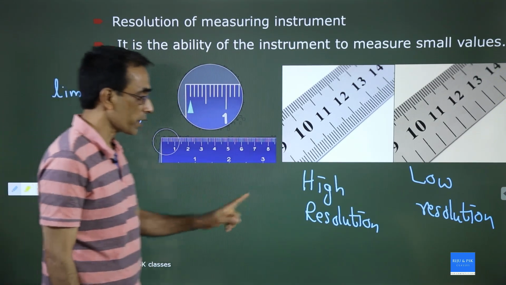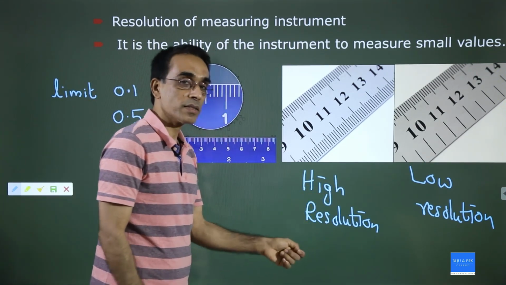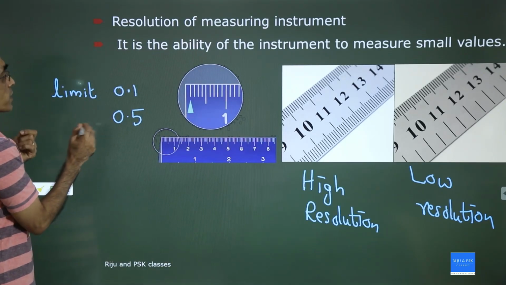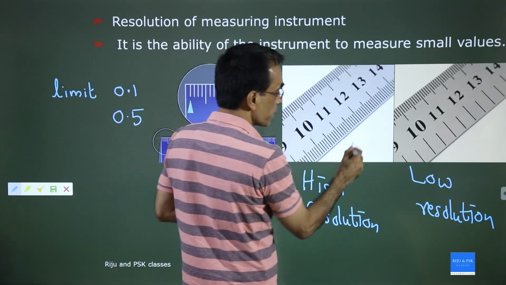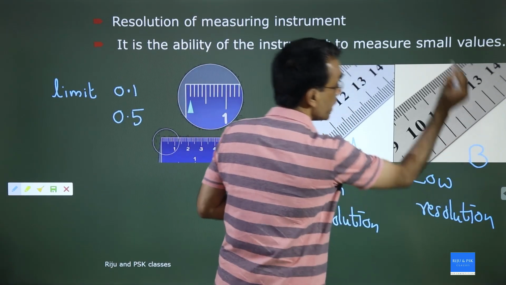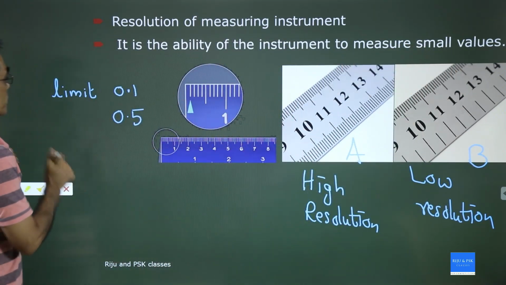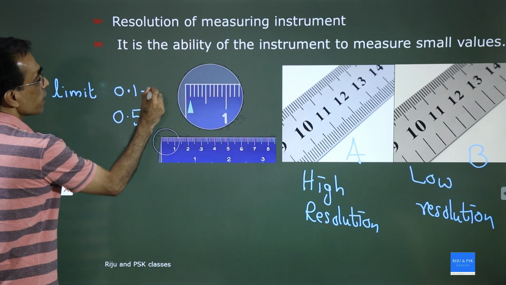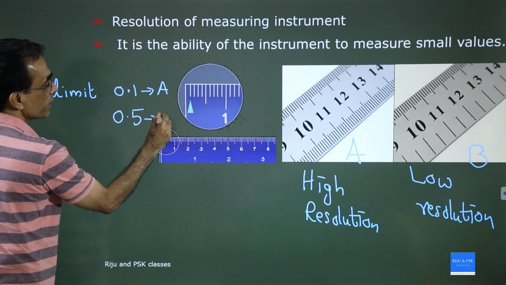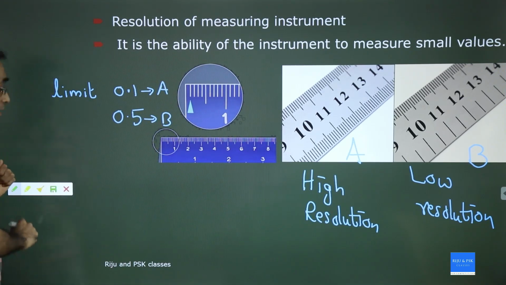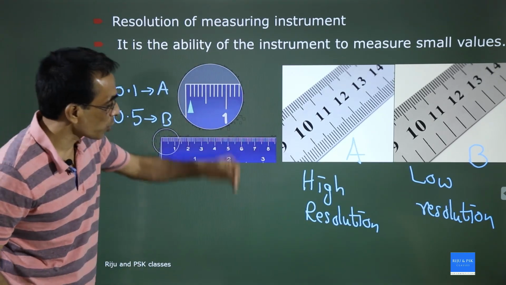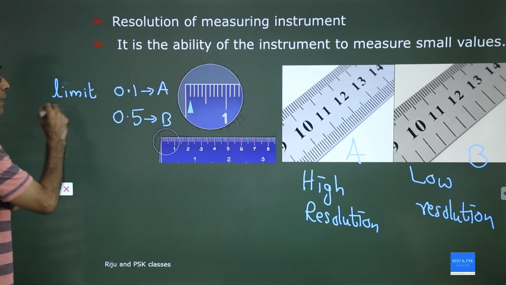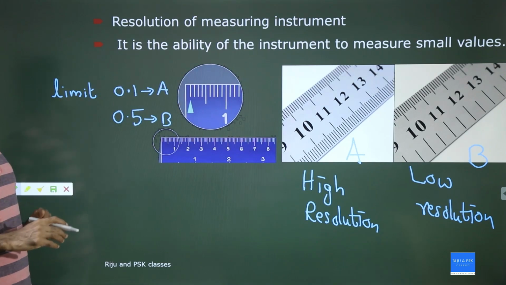So I'll tell you one more point. High resolution means high resolution. Which has got higher resolution? When the limit is smaller. To make this clear, this is called A, this is called B. Okay. So limit of this is A, this is B. Now tell me which has lower limit? A has a lower limit, higher resolution. So limit and resolution are inversely proportional.